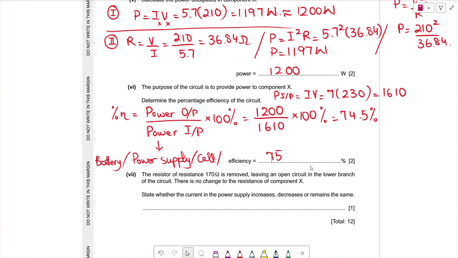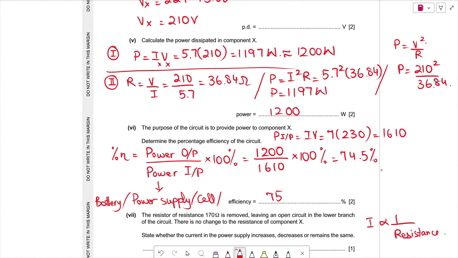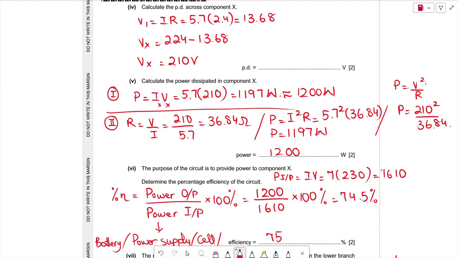The resistor of resistance 170 ohm is removed, leaving an open circuit in the lower branch of the circuit. There is no change to the resistance of component X. State whether the current in the power supply increases, decreases, or remains the same. Now just remember one thing, current is inversely proportional to resistance. So if the resistance of the circuit decreases, the current will increase, or if the resistance of the circuit increases, then the current decreases.